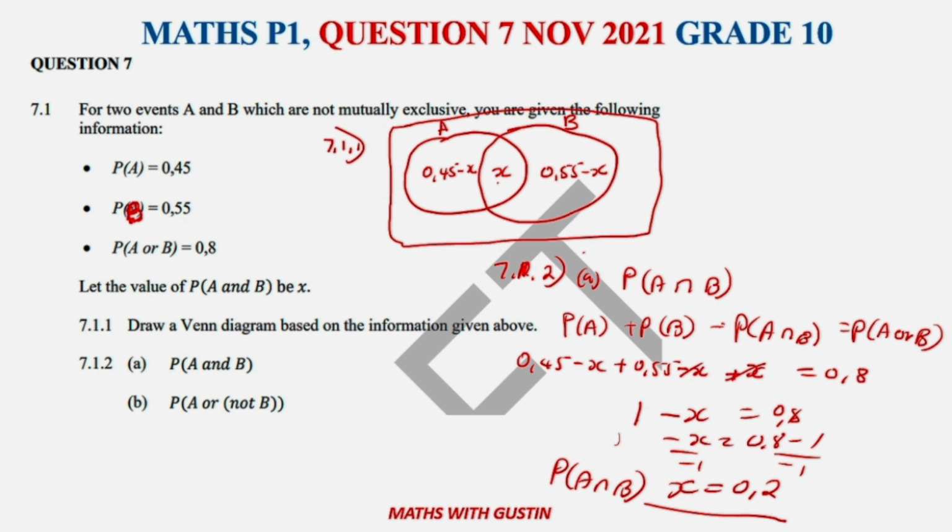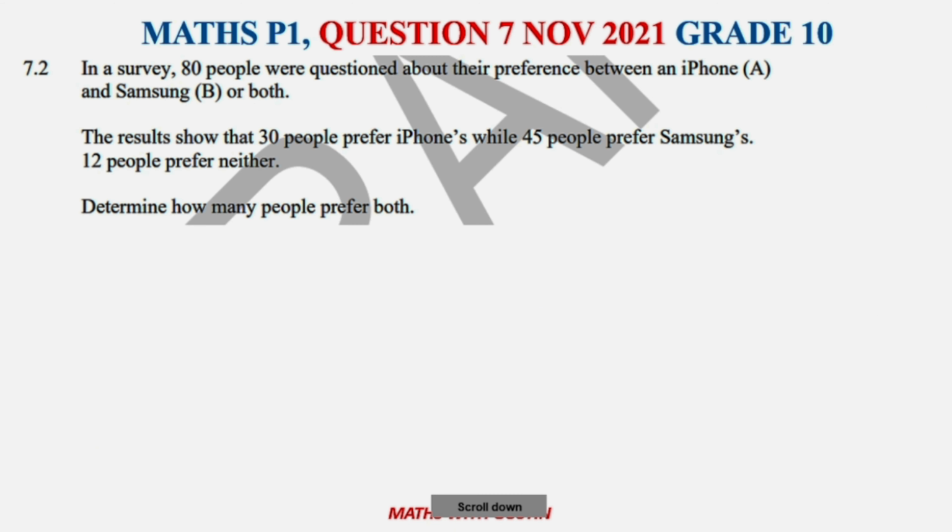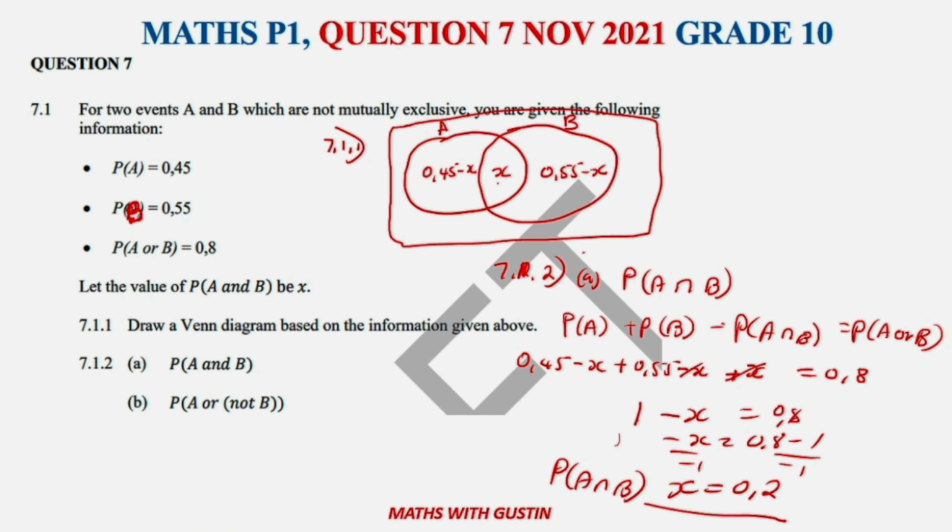So now let's move to number B. It said the probability of A or not B. Let's come here. Oh, sorry guys, let me go back there. Made a mistake there. I'm already moving to 7.2. Great stuff. So let's see the probability of... Okay, good. Looks like guys, I didn't work on this one.